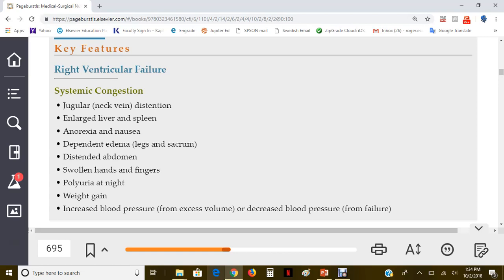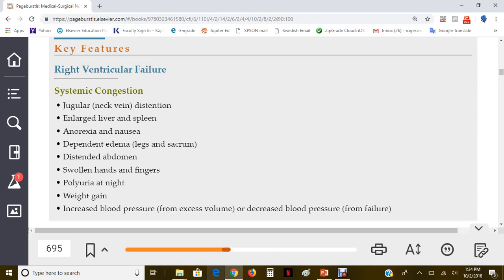There will be distended abdomen because the blood congestion in the liver has to go somewhere. Now blood will not leak out of a blood vessel, only water. So on top of dependent edema, this will occur in any dependent area, the legs, the arms, sacrum, even the scrotum, any dependent area depending on the patient's position.